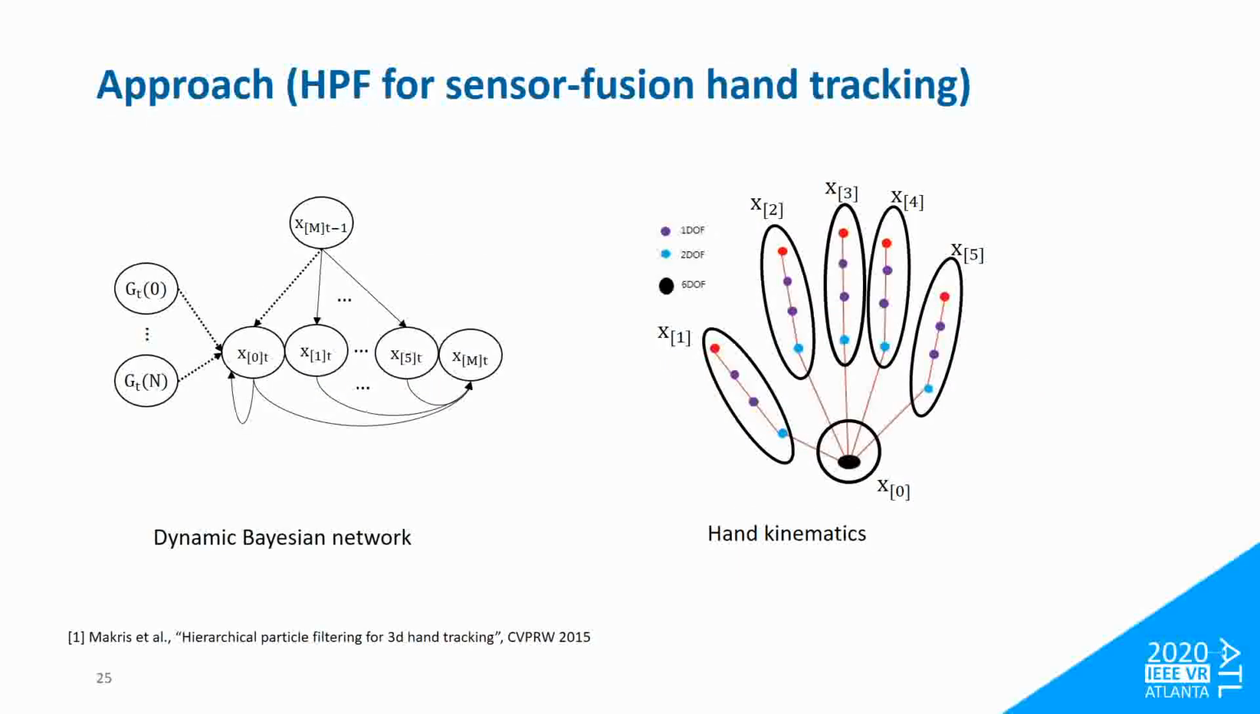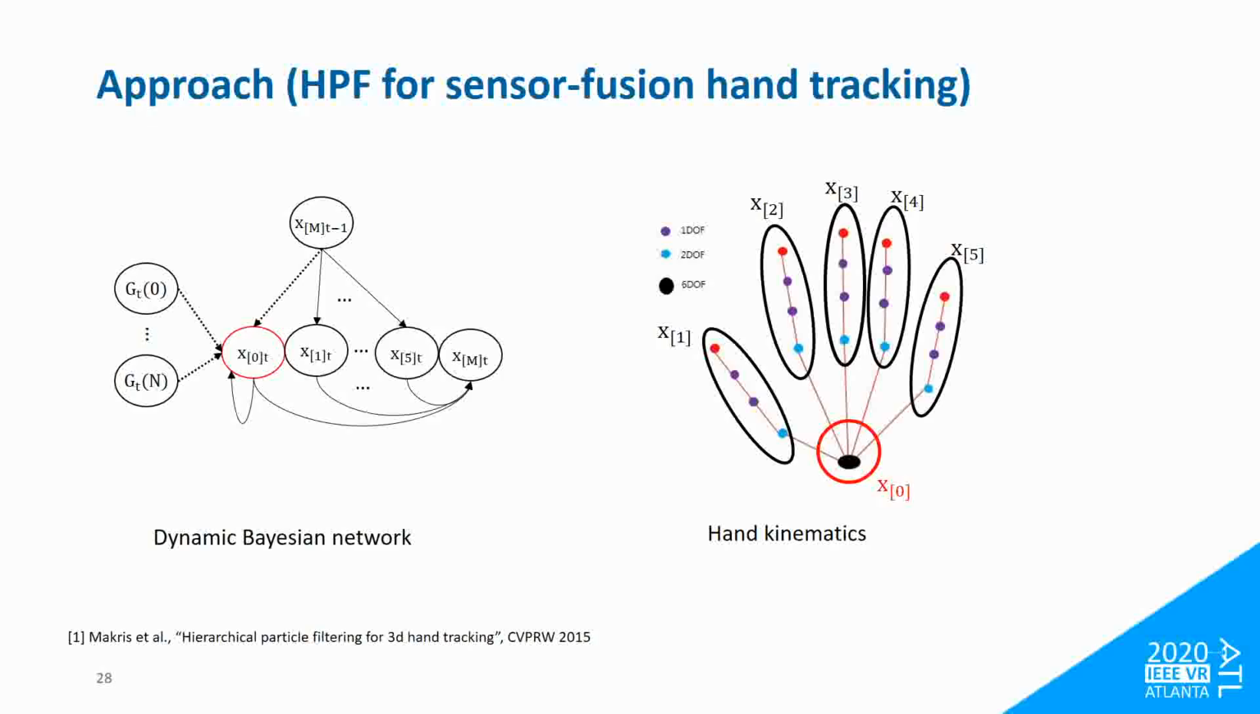Next, I'm going to explain the hierarchical particle filter for sensor fusion hand tracking. We employ the existing method from Makris's work. In the dynamic Bayesian network, the state x_{t-1} represents the full hand pose parameters in the previous frame, and G_t0 to G_tN are multiple gyro poses. Because the gyro sampling rate is faster than the camera sampling rate, we can get more gyro poses in a single depth frame at time step t.